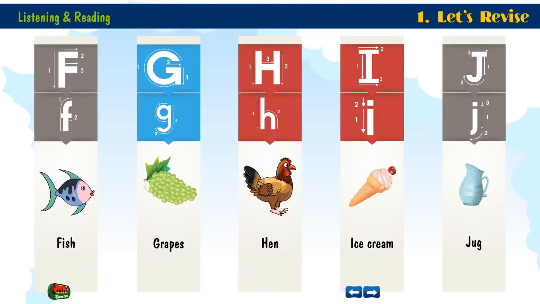Children, let's repeat again. F for fish. G for grapes. H for hen. I for ice cream. J for jug.